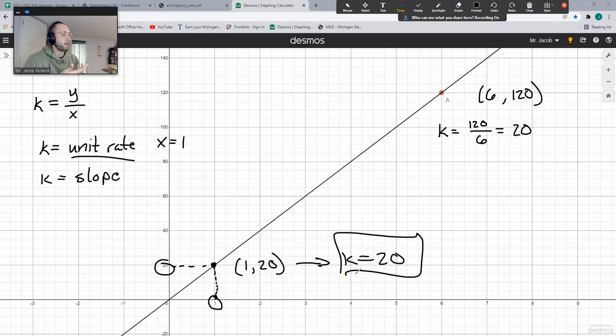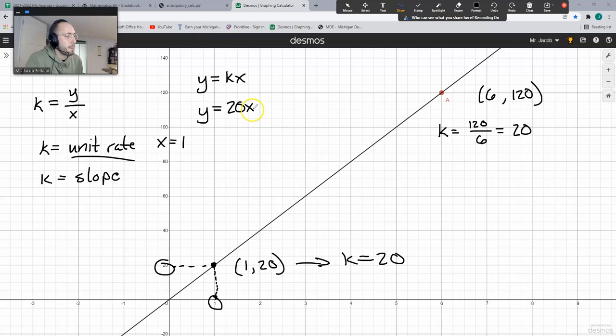And so that's how we find the constant of proportionality, just by looking at a graph. And so that means that the equation for this graph, our form of our constant of proportionality equation is y equals kx, and we know what k is. So the equation for this graph is y equals 20 times x. And so that means that every y coordinate is going to be 20 times its corresponding x coordinate.